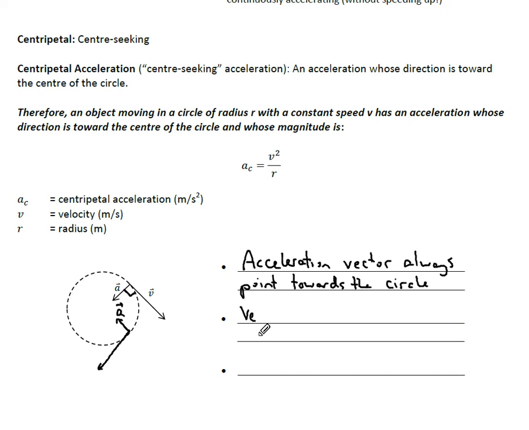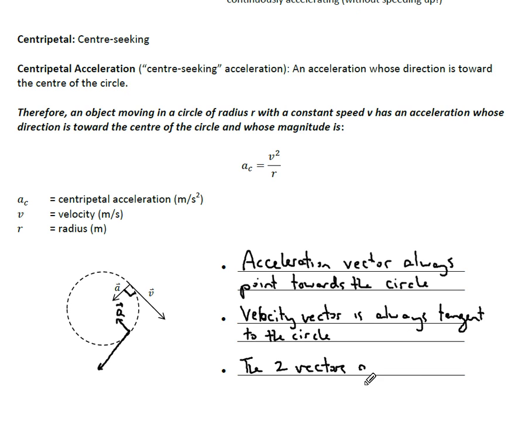So just to say it again, the velocity vector is always tangent to the circle, and the two vectors are always perpendicular for uniform circular motion.